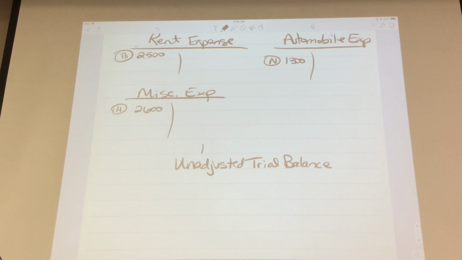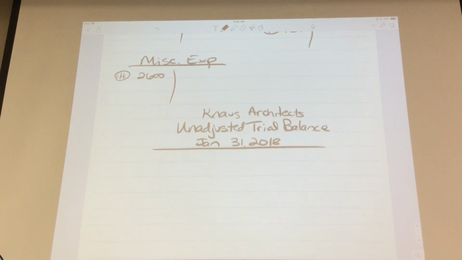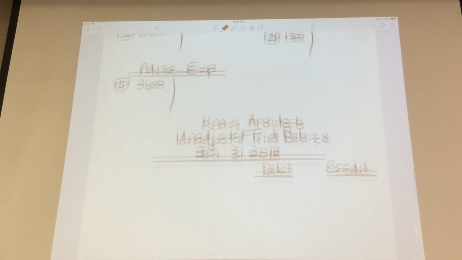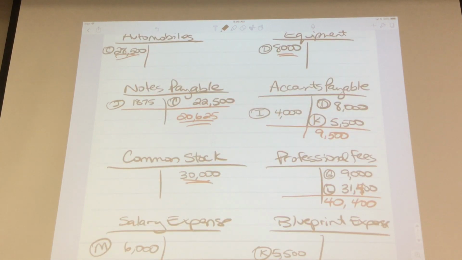And this is for the NOS company. This was on January the 31st, 2018. We're going to keep a debit column and a credit column. And we're going to take the balances that we calculated here in the T accounts and make a list of our accounts. We start with the assets and work our way through our list.